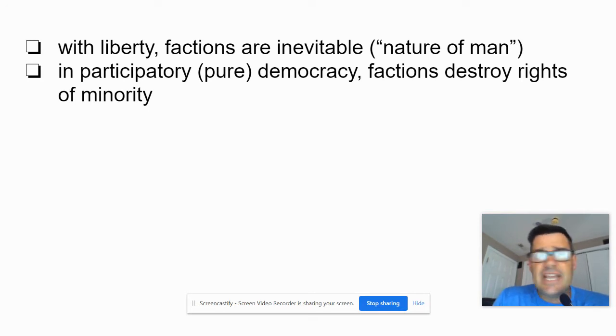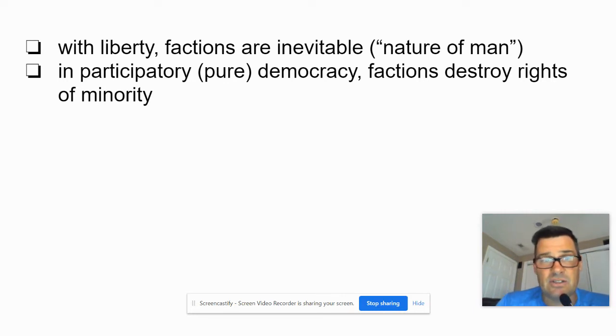Two, in a pure or participatory democracy, factions will destroy the rights of the minority. So he looks at history and he says, what happens is that when people vote on everything, people will get power and then they'll try to destroy the rights of the minority. And really, the whole function of the American government was to protect the rights of the minority. And that can mean a racial minority, but in a more generic sense, it just means the side that loses the election. All right. So the side that loses the election, often the other side will try to take away their rights.